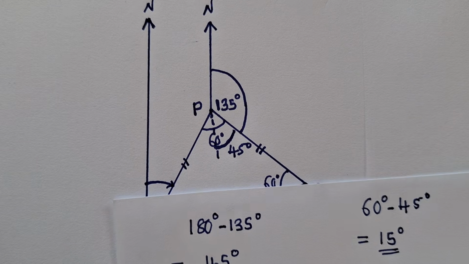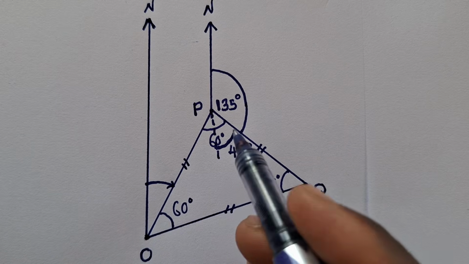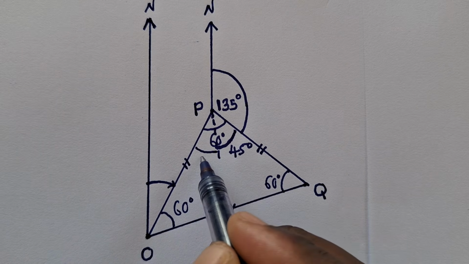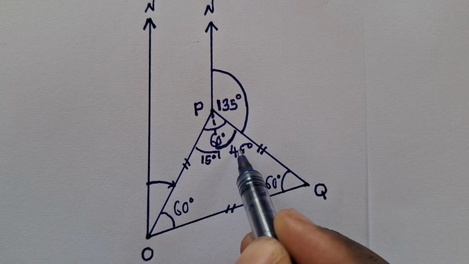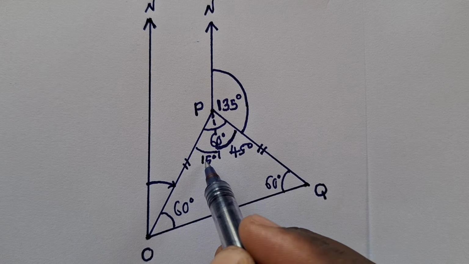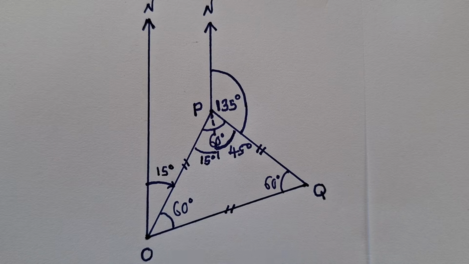So why am I doing all these things? If you ask yourself why he is doing all those things, it's because I want to find this part of the angle, which I've found to be equal to 15 degrees. I know this is 45, and 15 plus 45 gives me 60 degrees. So now I know that this is 15 degrees. This is also 15 degrees.